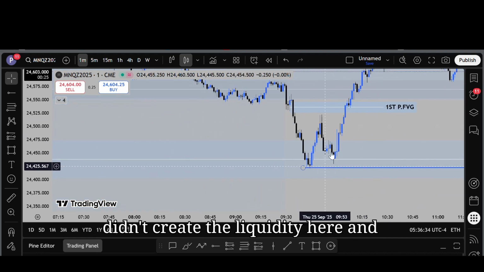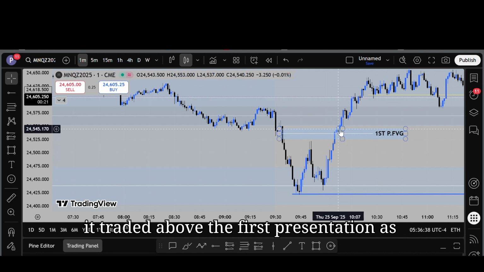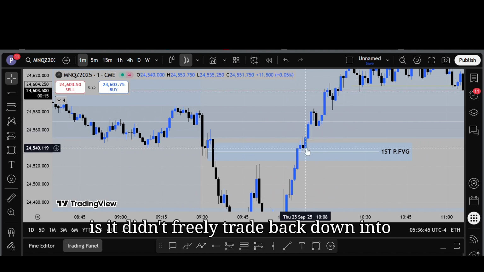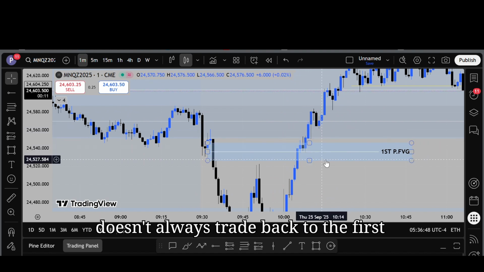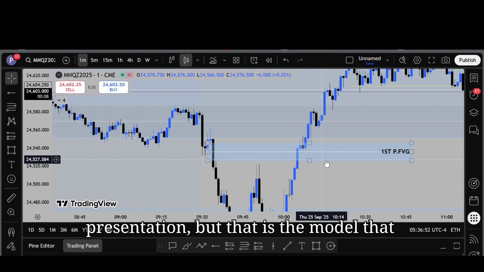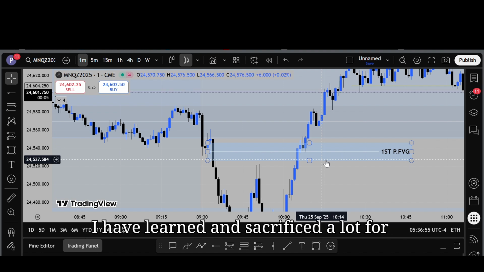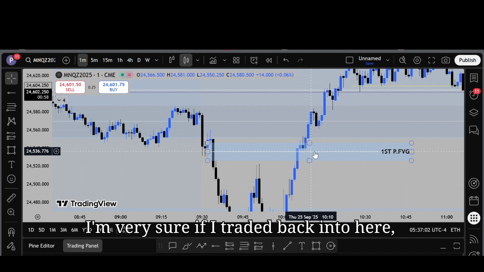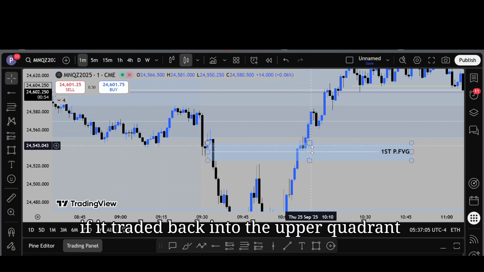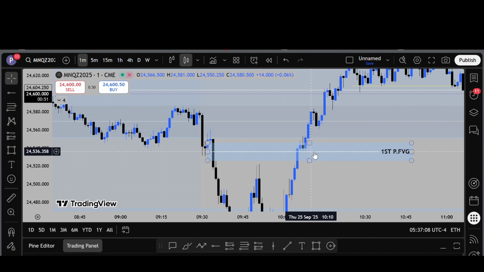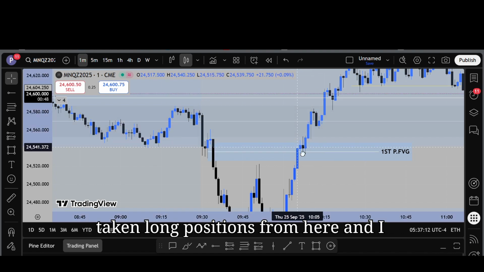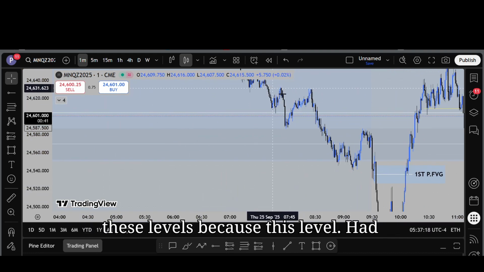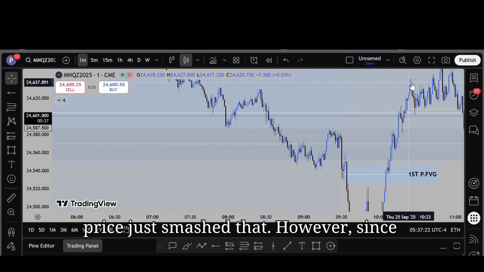Unfortunately, price did create the liquidity here, and it traded above the first presentation as I wanted. But the thing with this trade is it didn't really trade back down into the first presentation. I know price doesn't always trade back to the first presentation, but that is the model that I have learned and sacrificed a lot for to learn. So yes, we did close above. I'm very sure if it traded back into the upper quadrant level without necessarily reaching the consequent encroachment, I would have taken long positions from here, and I would have set my take profit to around these levels, because these levels had very clean highs, and you can see how price just smashed that.